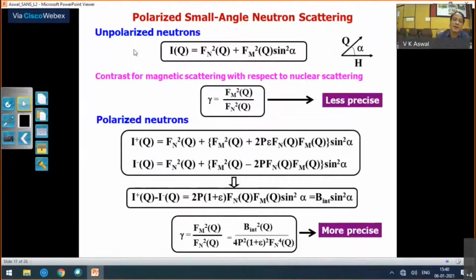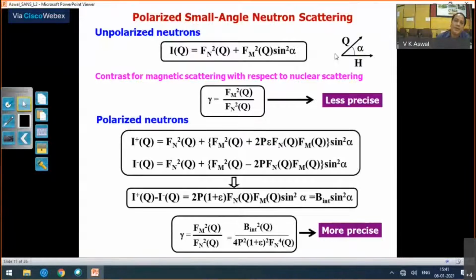Then another technique which I had talked about, contrast variation in small angle neutron scattering, is polarized small angle neutron scattering, which is useful for magnetic systems. As you know, neutrons are scattered, and you will have nuclear scattering as well as magnetic scattering. So if you have a magnetic system and unpolarized neutrons, this is the scattering law: nuclear contribution and magnetic contribution.